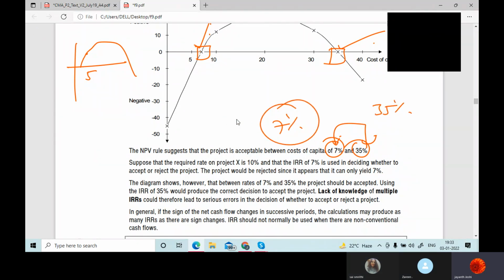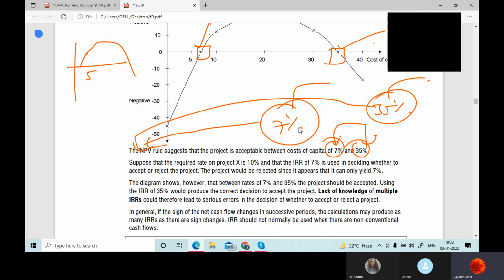So here 7% is an IRR and 35% is an IRR. That means this is the rate at which the NPV of the project is 0, and this is another rate at which the NPV of the project is 0. Both rates give you the break even. That means your PV of inflows is equal to PV of outflows at 7% and at 35%. But which one should we take as a reinvestment rate, or at which rate should we accept the project?